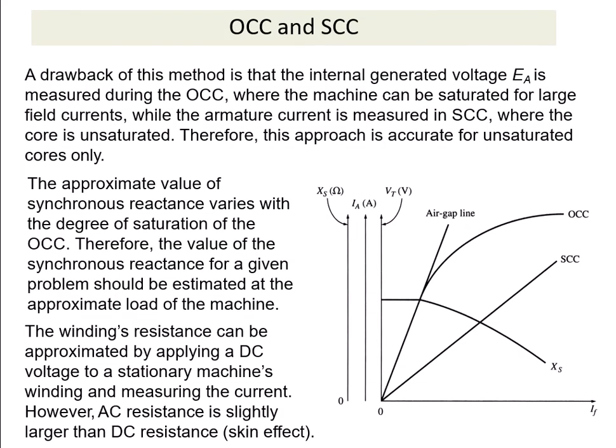Hello students, in this lecture we will discuss the OCC and SCC, open circuit characteristics and short circuit characteristics. A drawback of this method is that the internal generated voltage EA is measured during the OCC, where the machine can be saturated for large field currents, while the armature current is measured in the SCC, where the core is unsaturated. Therefore, this approach is accurate for unsaturated cores only.